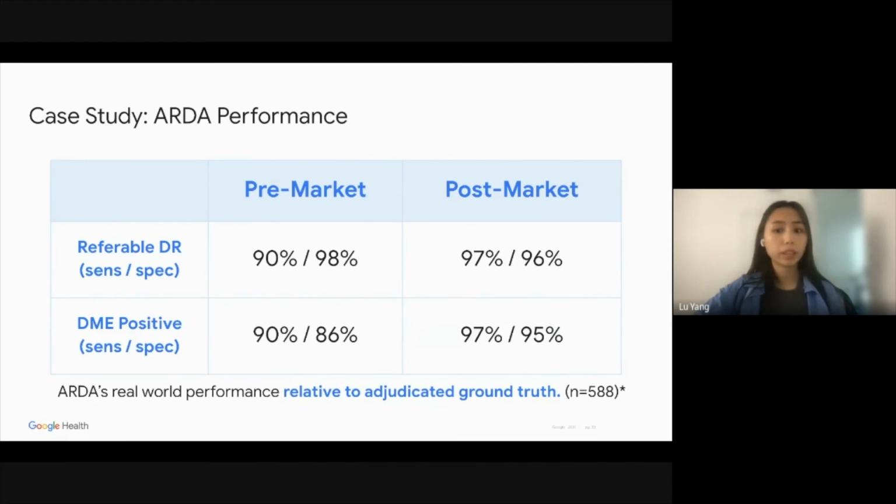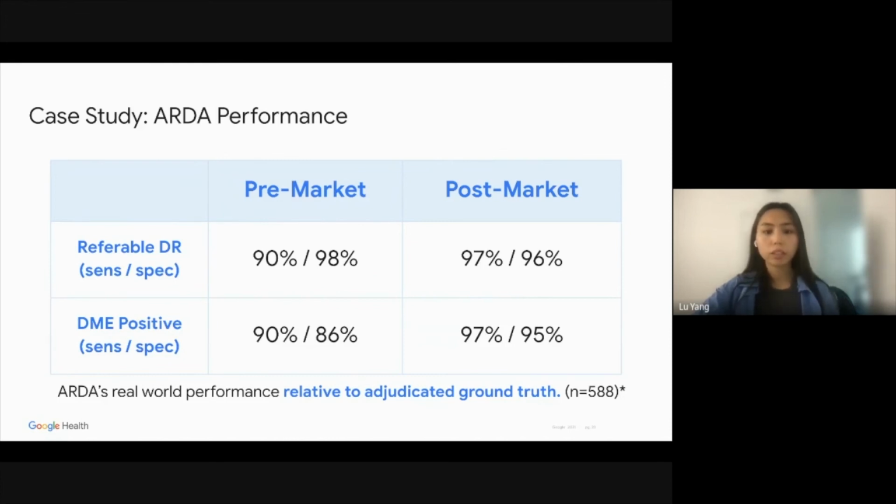So for this specific case study, we were able to leverage real-world evidence to validate the overall performance in the real world. We conducted pre-market studies with the following performance for referable DR and DME. And here's what we saw in terms of sensitivity and specificity on the left. Referable DR sensitivity and specificity were 90% and 98% respectively. Referable DME sensitivity and specificity were 90% and 86% respectively.